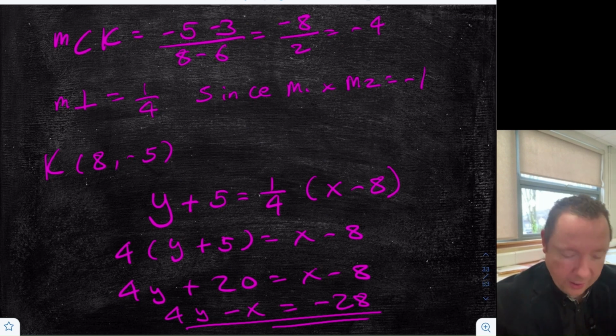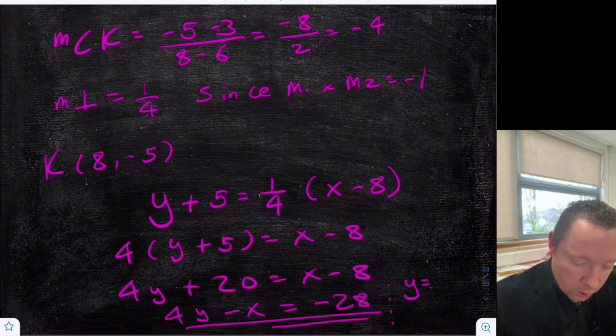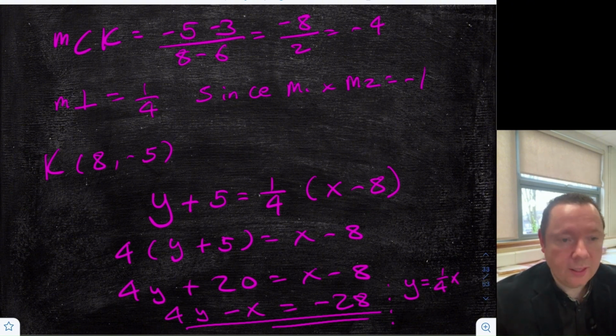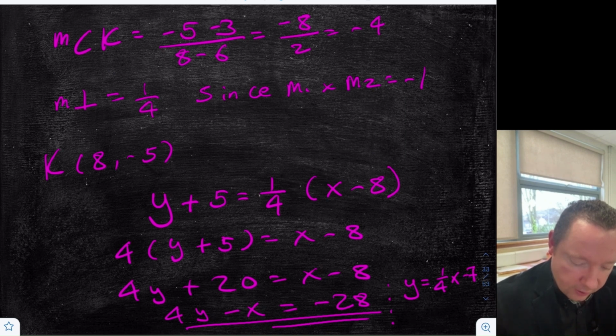If you prefer y equals, you can divide through by 4 to get y equals a quarter of x, and then minus 28 divided by 4 is minus 7 if you prefer.